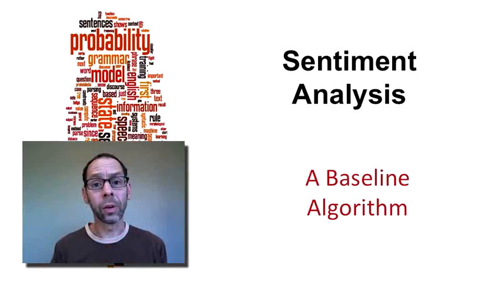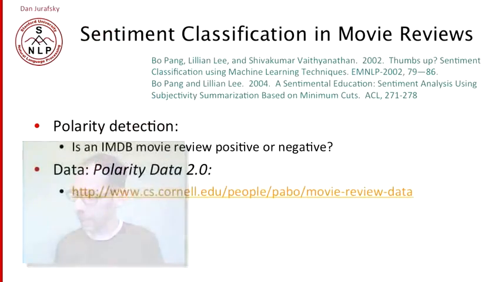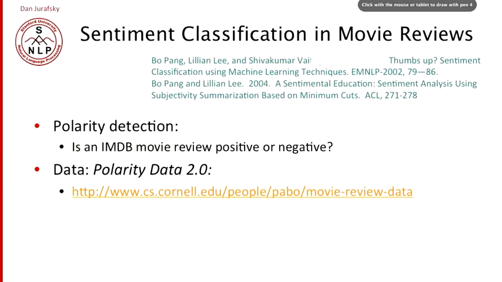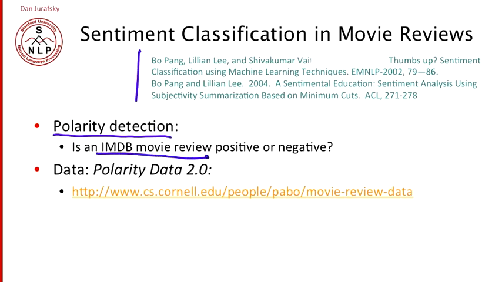Let's give a baseline algorithm for sentiment analysis. And the task we're going to use is sentiment classification of movie reviews. I've drawn on the work of Pang and Lee and their collaborators in this lecture. Their task was what's often called polarity detection, simple positive or negative, no complicated sentiment issues. And they're going to apply this to movie reviews from the IMDb website.